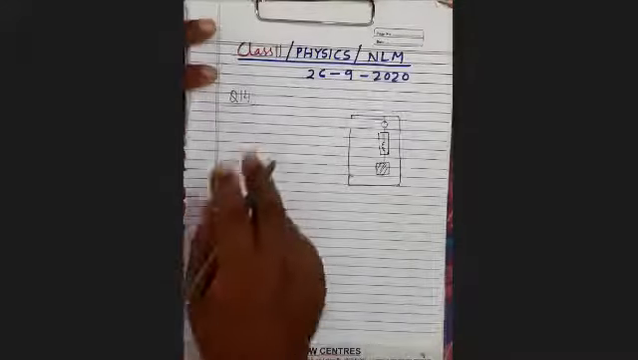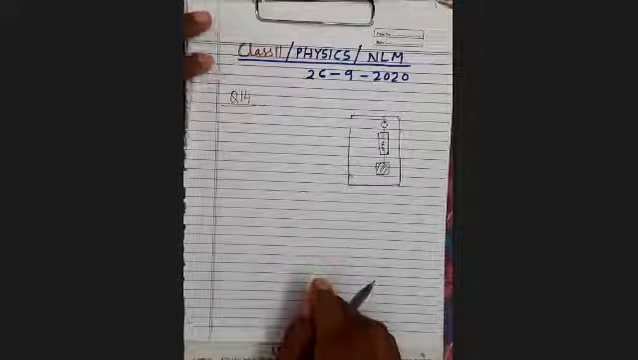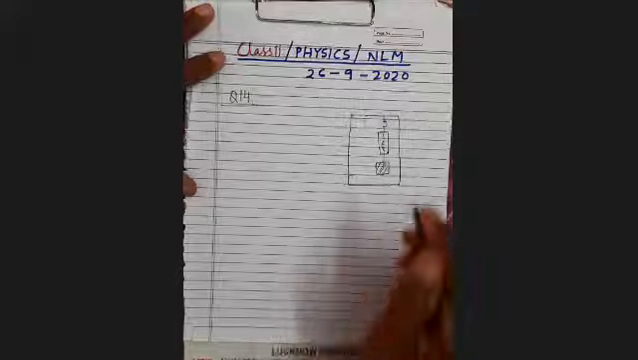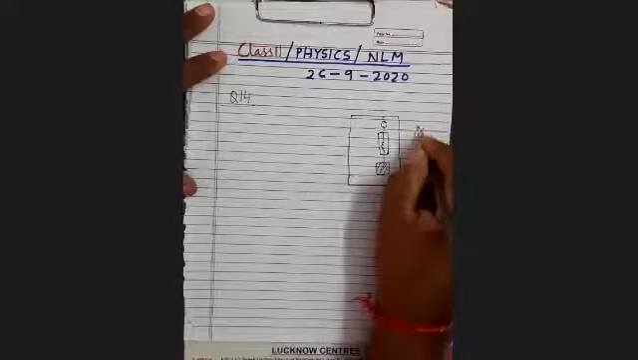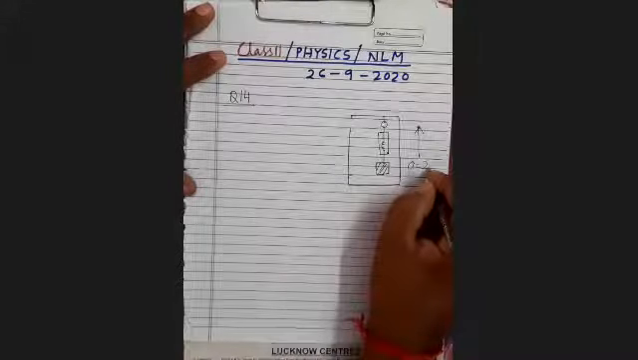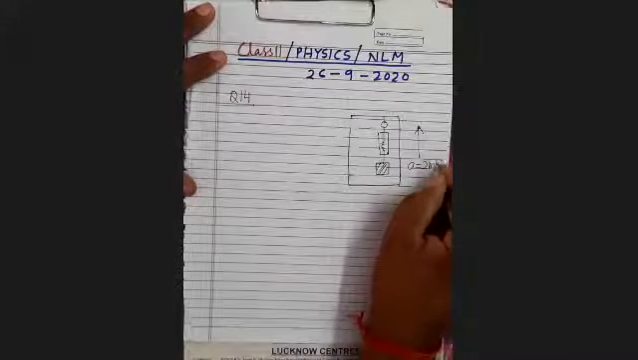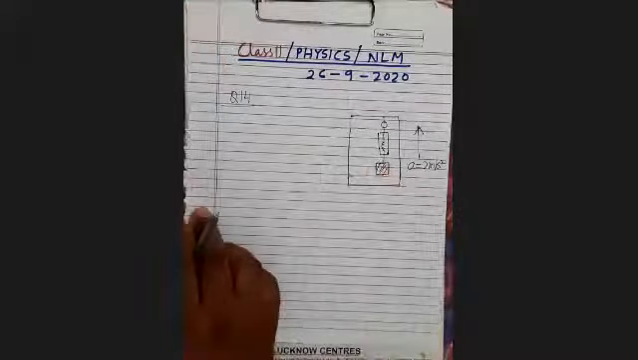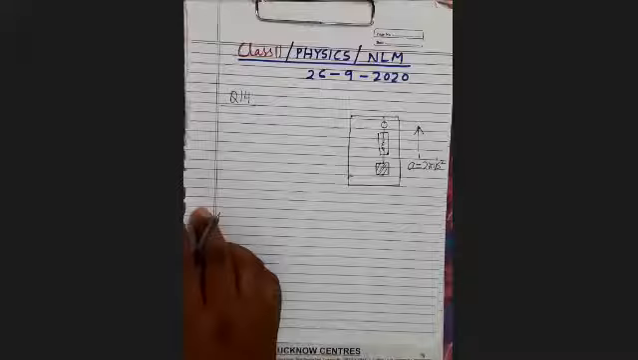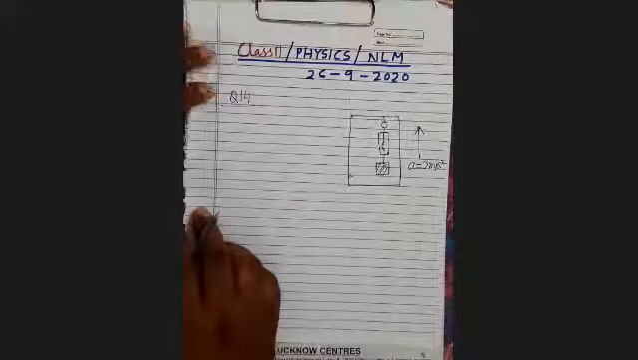Question number 14. A body of mass 10 kg is hung by a spring balance in a lift. What would be the reading of the balance when the lift is ascending with an acceleration of 2 meters per second square? Then what is the reading of the spring balance that you have to determine? So see here, how will you determine the reading of the spring balance?